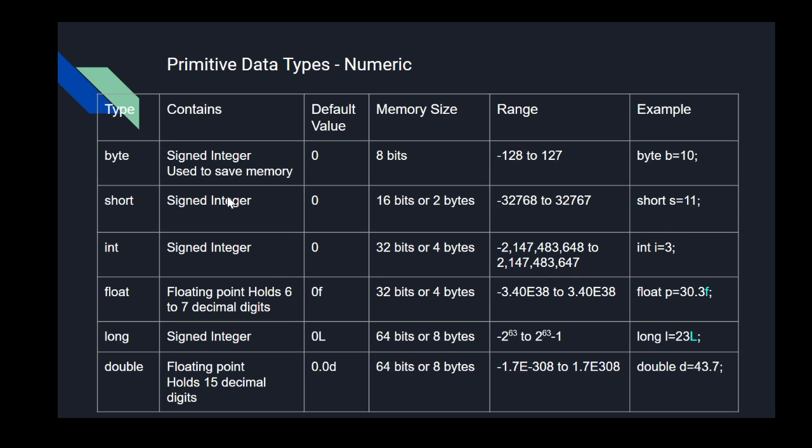And you might be wondering why floats and doubles are so unique. That's because integers, shorts, bytes, and longs cannot hold decimal digits. They can only hold whole numbers.